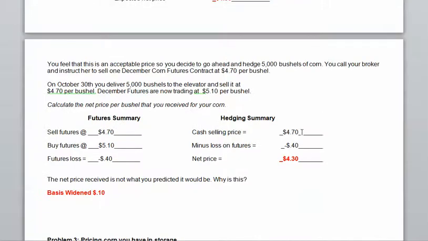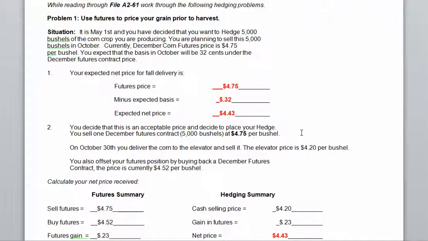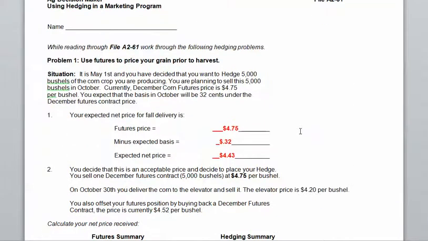I hope this was helpful to you. I hope this helps you to understand hedging a little bit better. Remember that we are selling grain on the Board of Trade or on the Mercantile Exchange. We're selling a contract on the board to offset a gain or loss in the cash market.